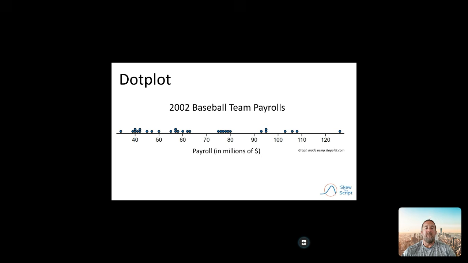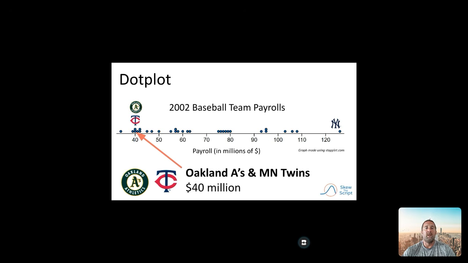We can take this quantitative data and construct a dot plot. The dots show the payrolls of different teams, and teams with highly similar payrolls are stacked on top of one another. The New York Yankees are represented by this dot at $126 million. And the Oakland A's and Minnesota Twins are represented by these 2 dots, which are stacked since both of their payrolls were about $40 million.